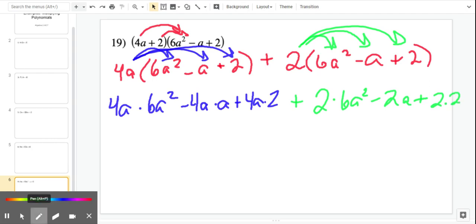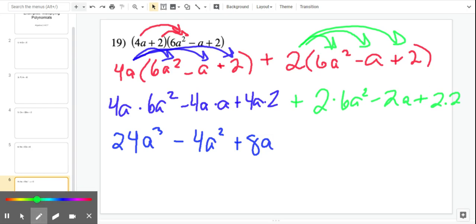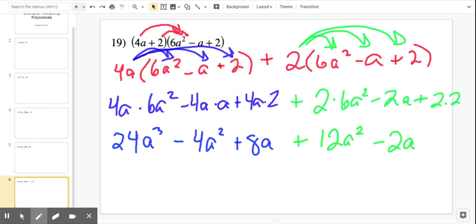And then we're just going to simplify a little bit. So we'll start with 4a times 6a squared. 4 times 6 is 24. a to the first times a to the second is a to the third. Minus 4a times a is 4a squared. Plus 4 times 2 is 8. We just have 1a. And then back to our green part over here. 2 times 6a squared is 12a squared. Minus 2a, can't simplify that. Plus 2 times 2 is 4.